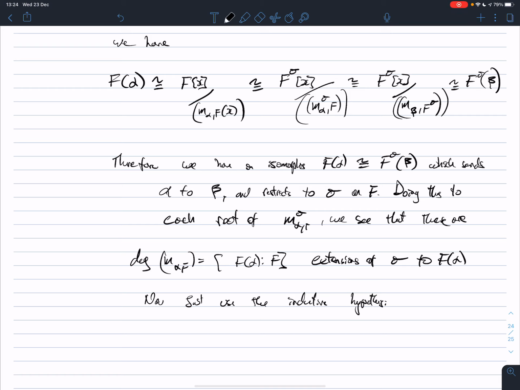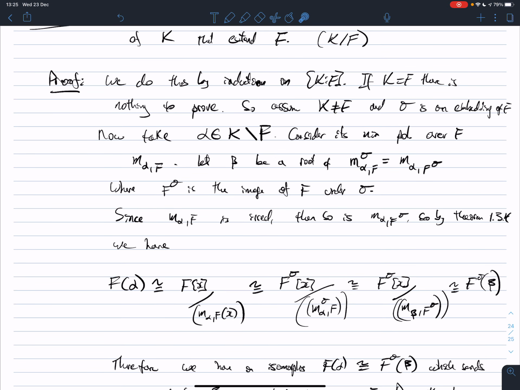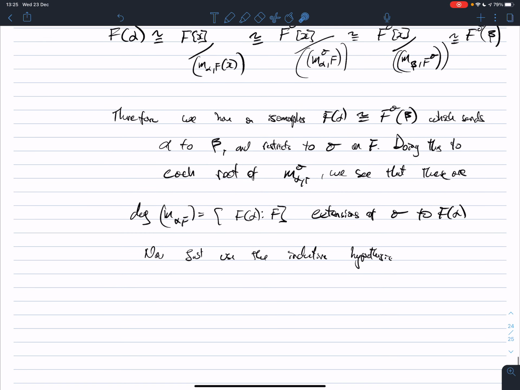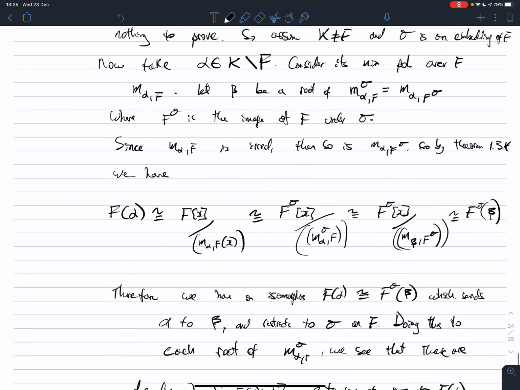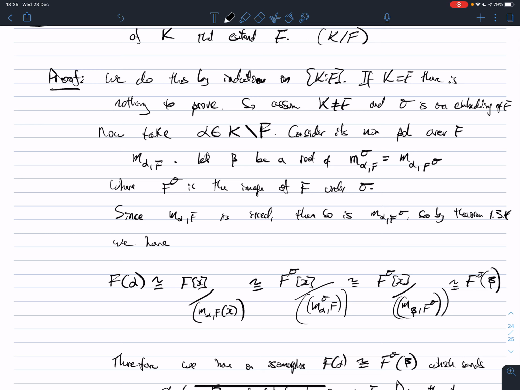I'm guessing when I said by induction, I meant let's do it by induction on this degree. So let's assume that I know it for every field which has degree smaller than this. So this is now some subfield of K, which is something smaller. So I've proven it for this, and you can just work it out. Okay, great. So we now know how many different ways you can extend an embedding from one field to the next.